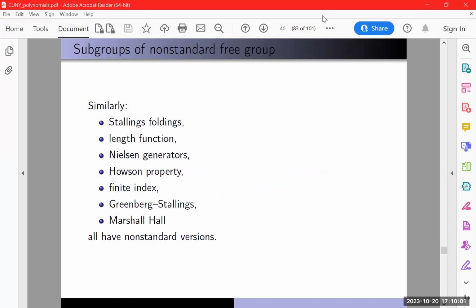So, and then similar stuff works for pretty much everything. There is a non-standard version of Stallings foldings, there is a non-standard length function, Nielsen generators, pretty much everything like classically proved about free groups. If you replace the word finite with the word non-standard, it goes through.